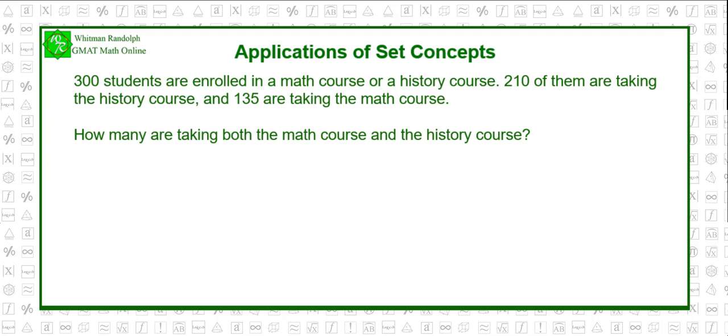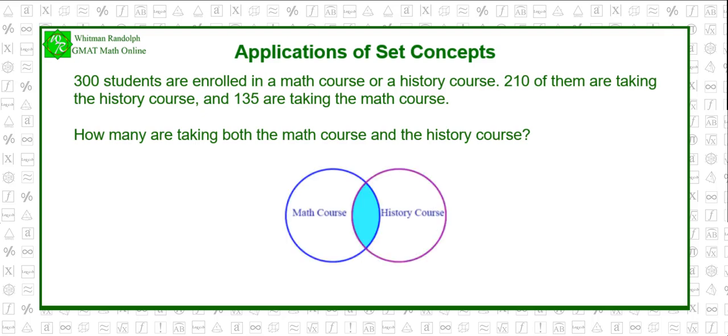Perhaps the easiest way to see how to solve this problem is by using a Venn diagram. This diagram shows two sets of students as circles, with a circle on the left containing the students taking the math course, and the circle on the right containing the students taking the history course. Notice that the two circles overlap. This overlapping part, colored blue, represents the students who are taking both the math course and the history course. It's called the intersection of the two sets. Our problem is to determine how many students are in this overlapping part.